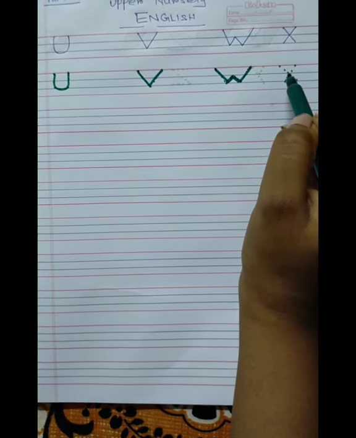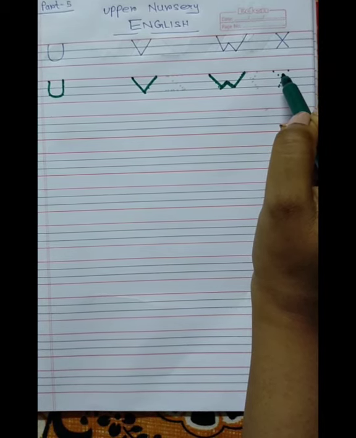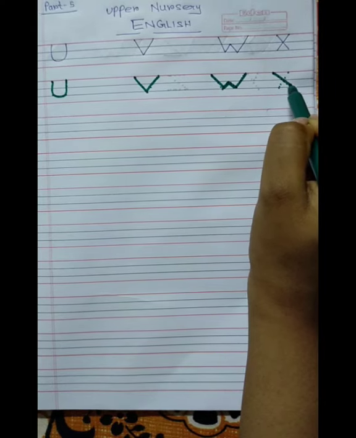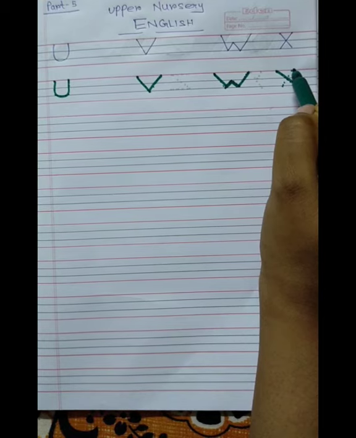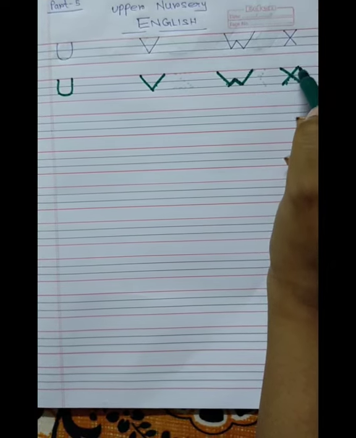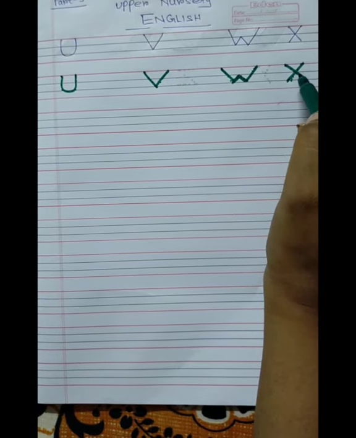Now comes X. X is also an example of slanting line. From the first point, drag it towards the down, sidewise. And again, from the first point, drag it towards the down. Second slanting line. Two slanting lines make X.